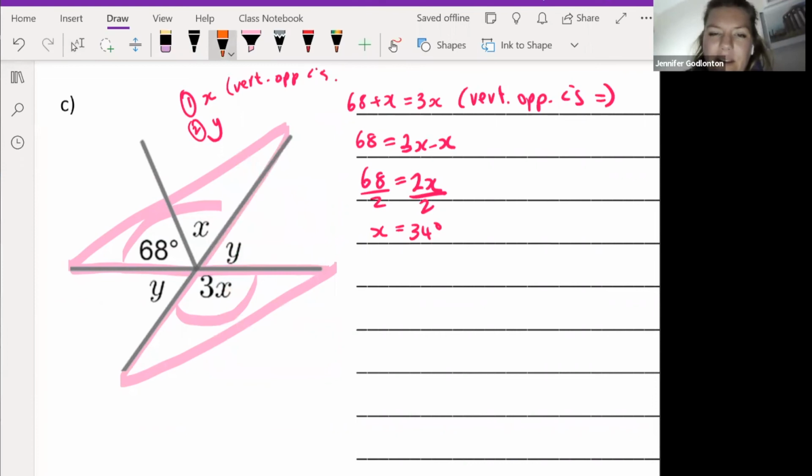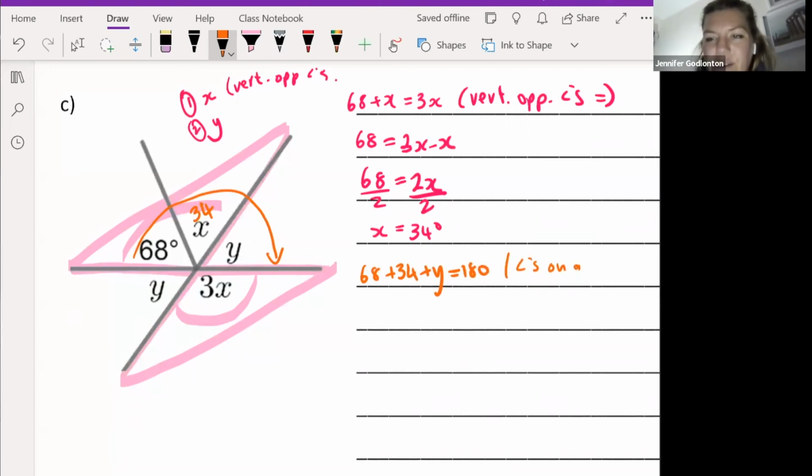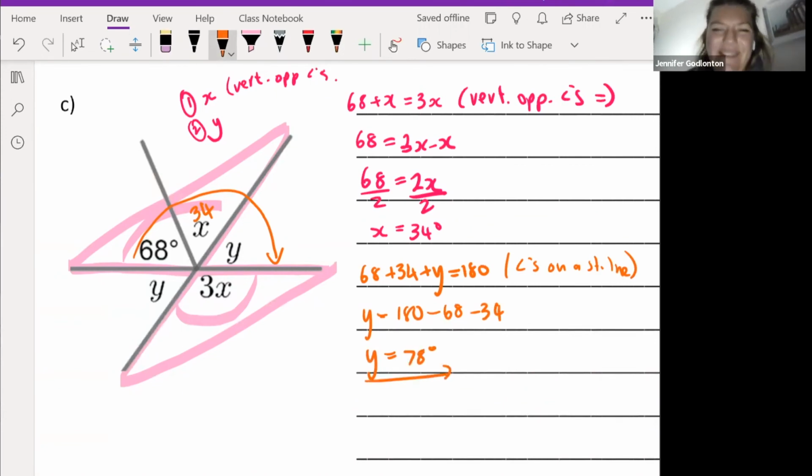So now we have the answer of x. It's 34. We can write it on the diagram. So then it would be 68 plus 34 plus y would equal 180 degrees because it's angles on a straight line. Beautiful. Angles on a straight line. Excellent. And then you would say y equals 180 minus 68 minus 34. And then y would equal 78 degrees. Yes. Beautiful. Nice job.